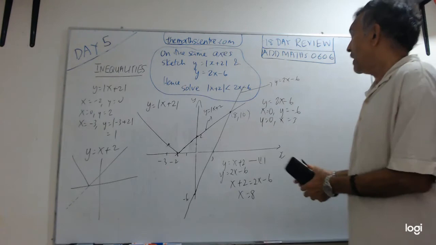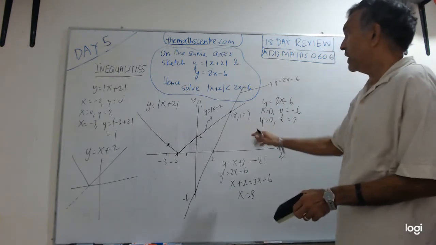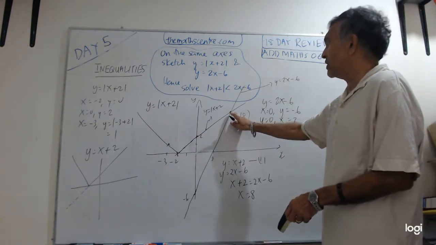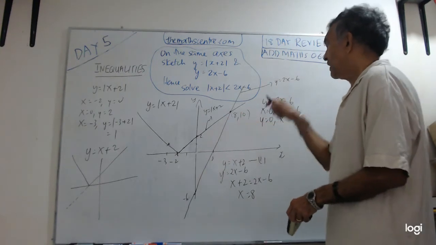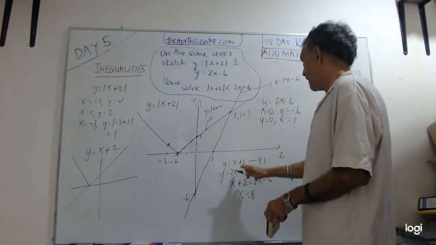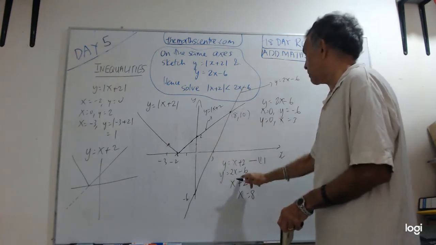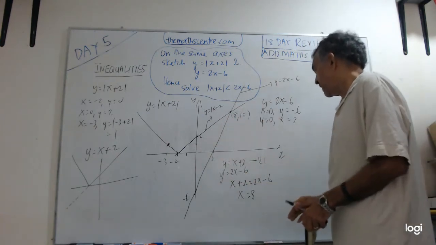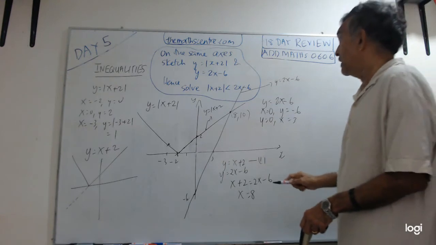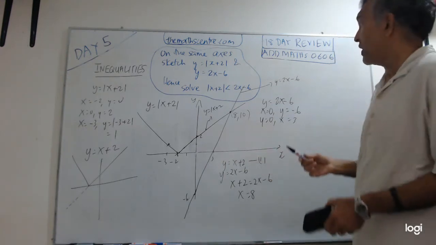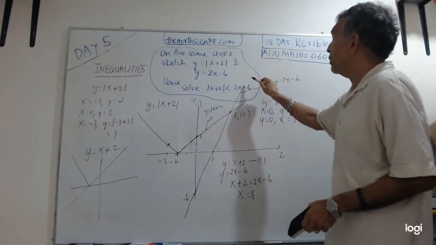Let me tell you again. To find this point of intersection, just solve these two lines. We have got x plus 2, which is this part, and this one here is 2x minus 6. Clean that up and you will get x equals 8. And when x equals 8, y equals 10. Done. Now let's handle the inequality.